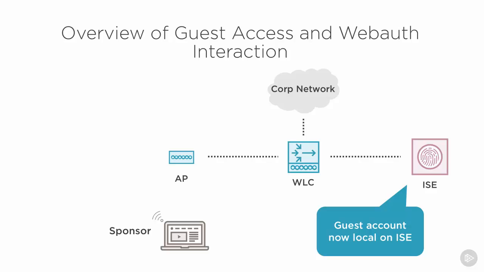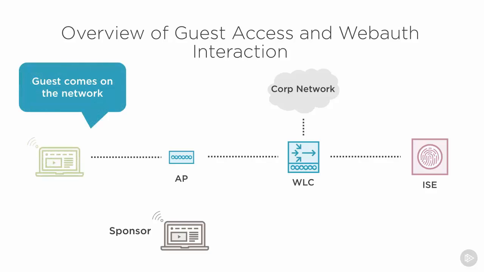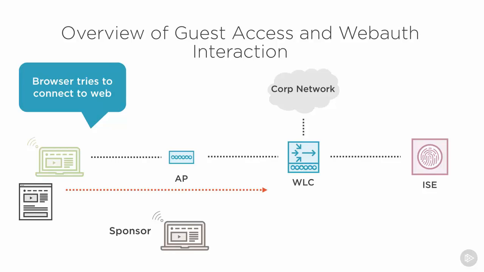All right, so now we have this new guest account sitting there on ISE. So now we're ready for this user to come onto the network. They come onto the network and they open their browser. And when they open their browser, they are going to try to connect to some web page, right? They've got their home page saved. Maybe it's Google, maybe it's pluralsight.com. And so they open their browser and it tries to go to that web page.